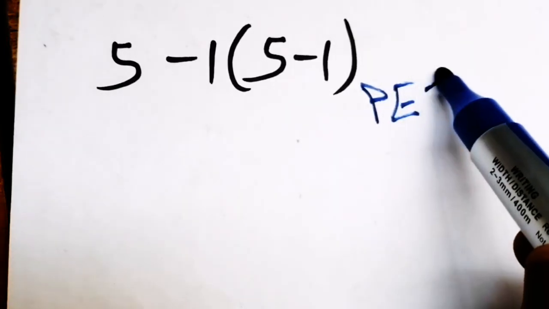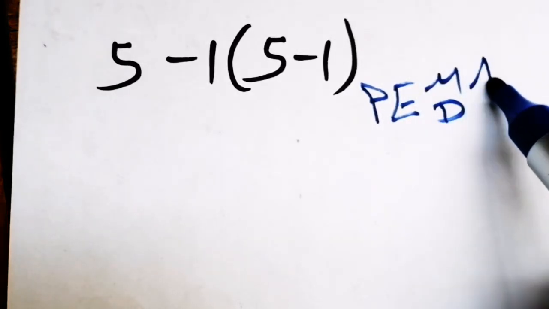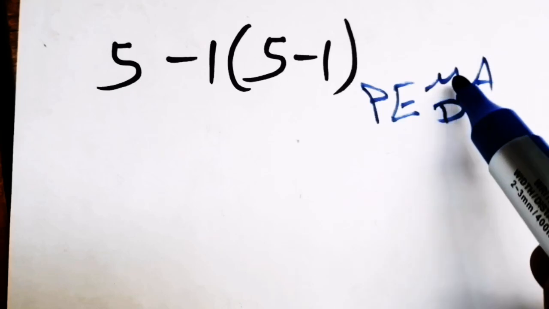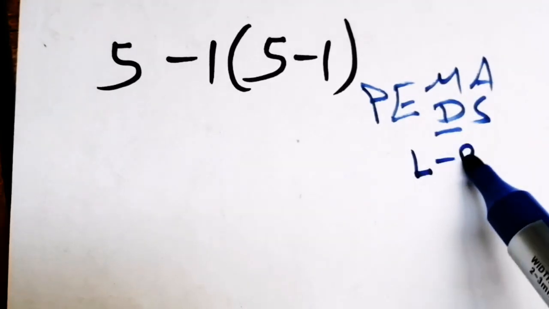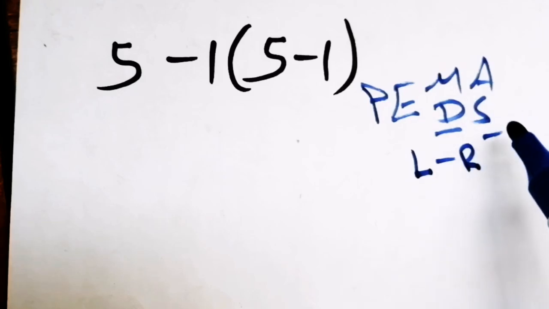parenthesis, then exponent, then multiplication or division, and finally addition or subtraction. Remember that multiplication and division have equal priority. We have to work from left to right. The same applies to addition and subtraction.